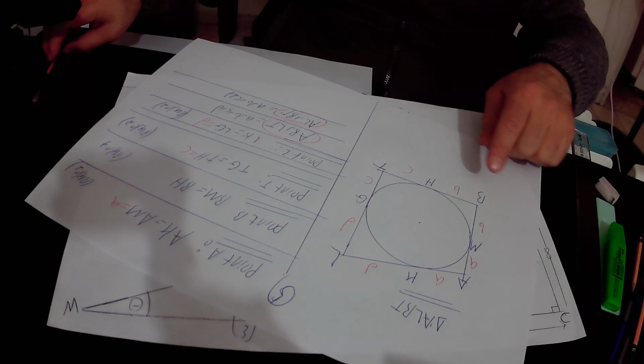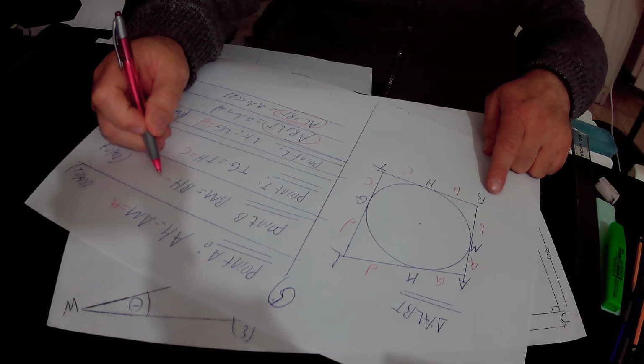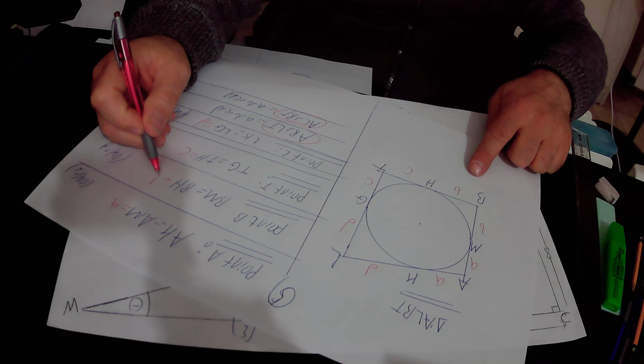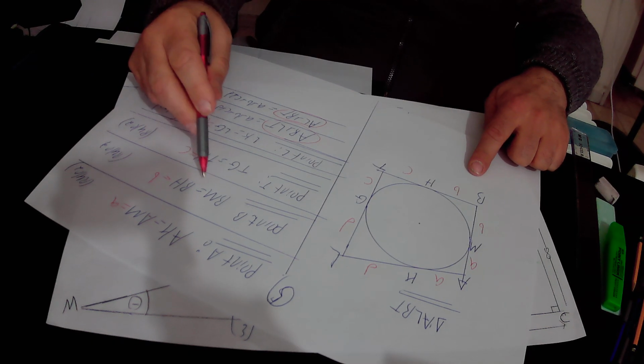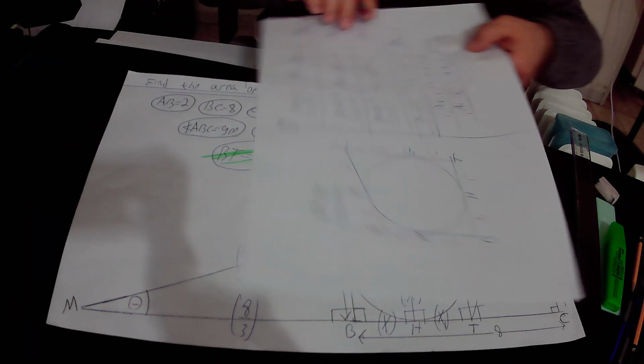And so if we define the length of BM as B, then the length of BH must also be equal to B because they are equal to each other. So in conclusion, we found out that BM equals BH equals B. Then we focus on the common external point T.